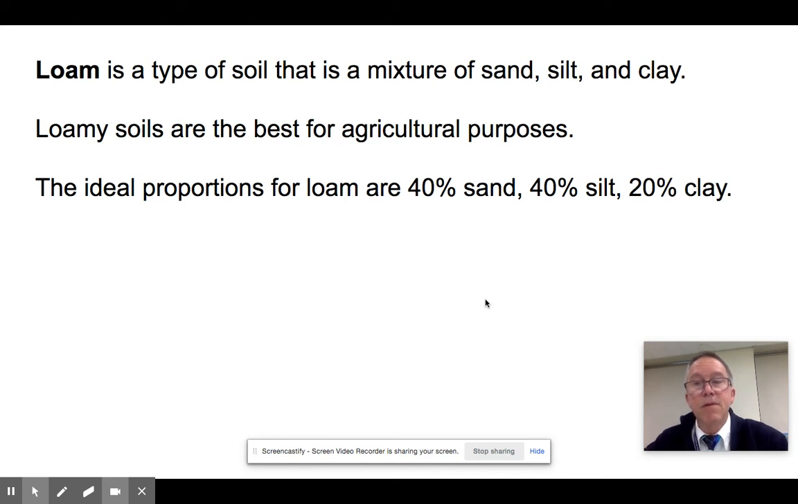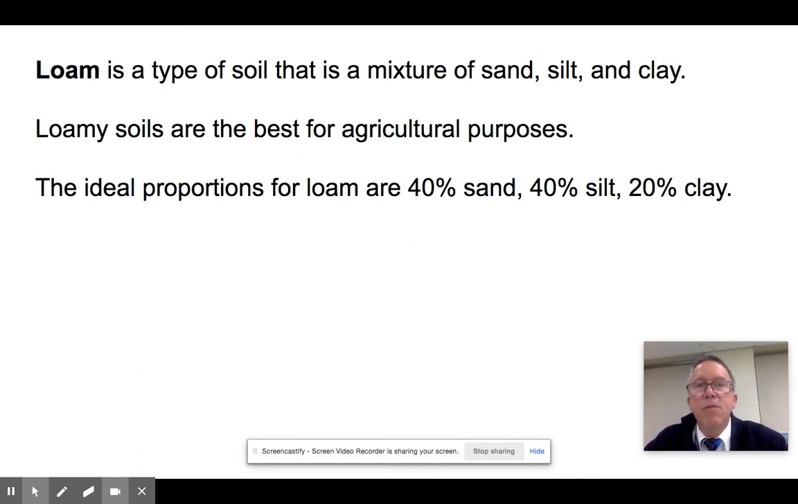Okay, now we talk about different types of soils. Loam is what we're after. A loam is a type of soil that has a great mixture of sand, silt, and clay. Loamy soils are the best for agriculture. They have the right amount of water retention and drainage and structural support.